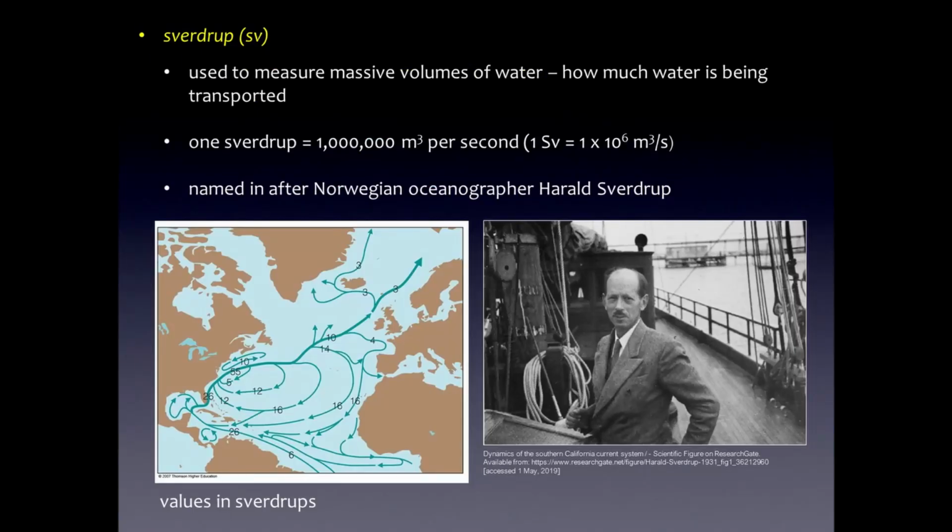One final thing that should be said before we start looking at surface currents in more detail is what is a Sverdrup. A Sverdrup is named after a Norwegian oceanographer, Harald Sverdrup, and it's the unit we give for massive volumes of water. How much water is being transported? We see that one Sverdrup equals about 1 million cubic meters of water per second. So once again, if you want to talk about how much water is being carried by an ocean current, you can talk about it in terms of how many Sverdrups there are. 10 Sverdrups of water, 20 Sverdrups of water are being carried.